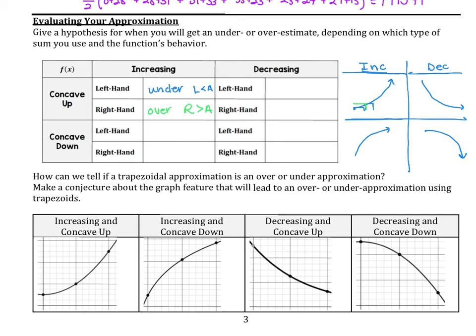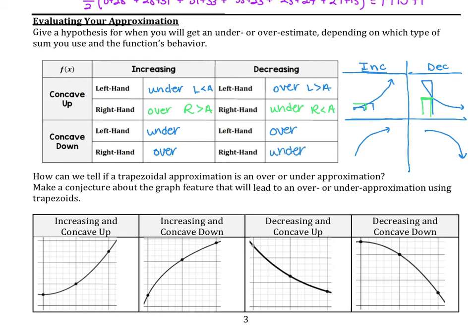Okay, coming back to this, if we go left hand, decreasing, this should be an overestimate because the left would be greater than the area. And the right would be an underestimate because the right is less than the area. And we can see that right here. Where's the right hand? We feel good with that one? Okay, so left hand concave down. Hopefully you got underestimate. Right hand should be over. Left hand decreasing should be over. And then under.